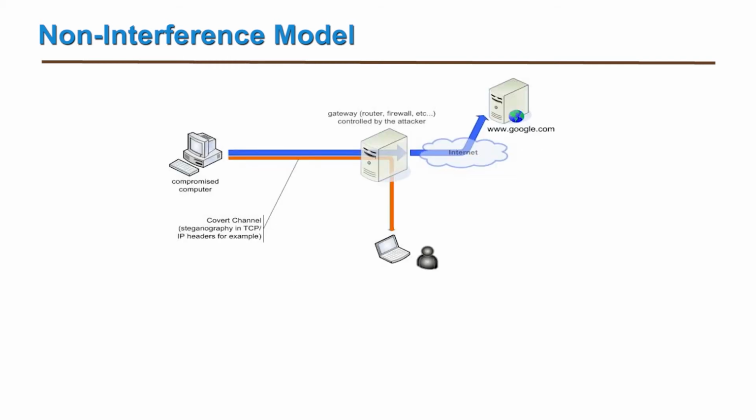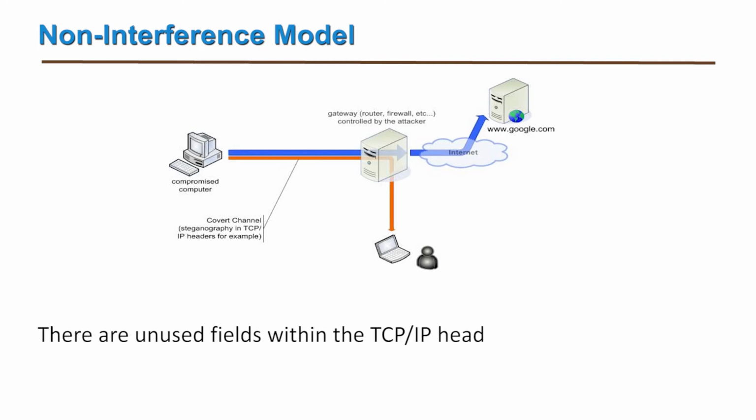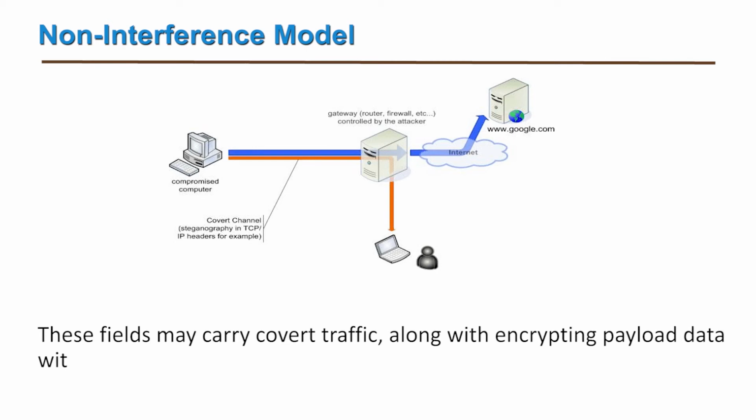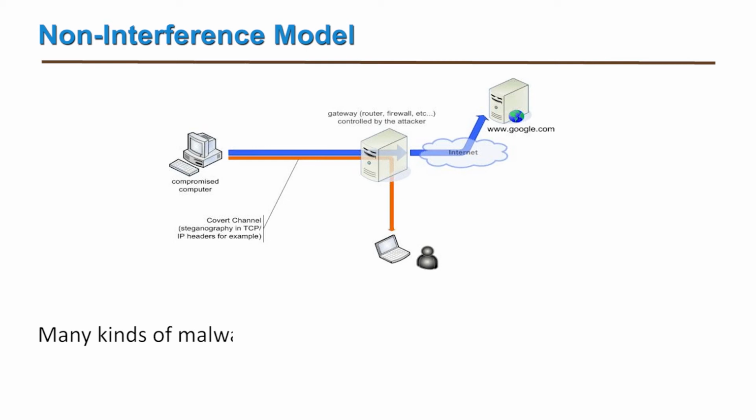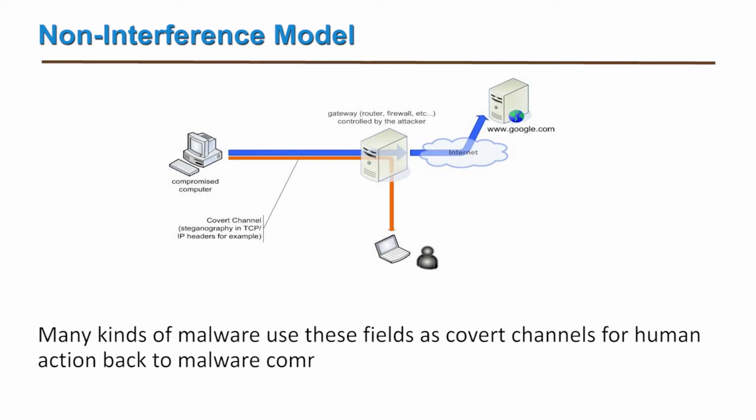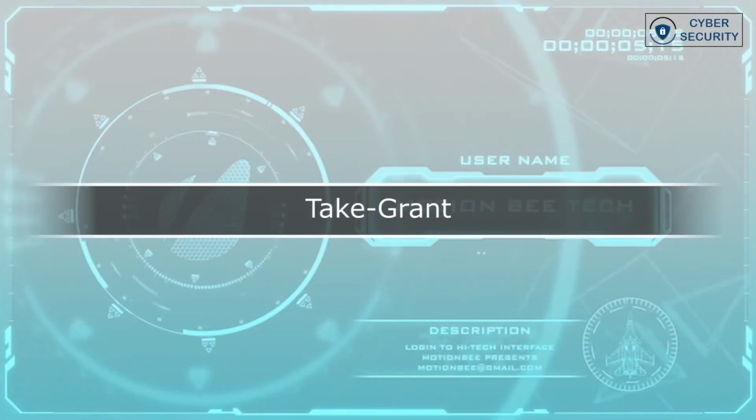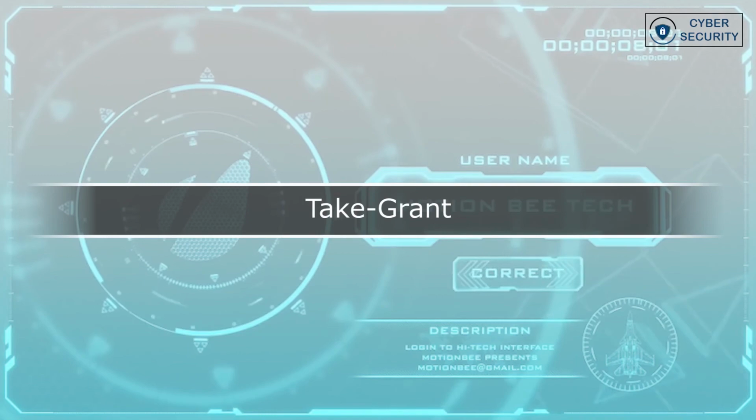I can explain this with the help of an example. There are unused fields within the TCP/IP headers, which can be used for covert channels. These fields may carry covert traffic along with the encrypted payload data within the packet. Many kinds of malware use these types of fields as covert channels for communication back to malware command and control networks.